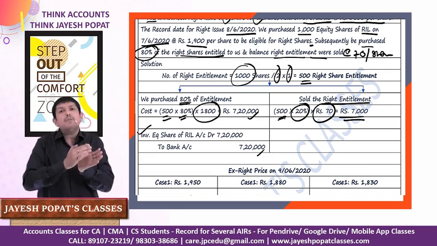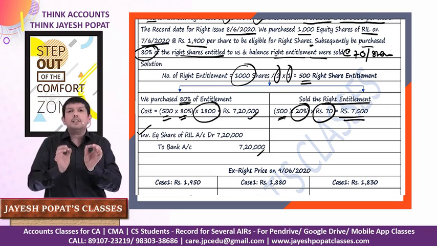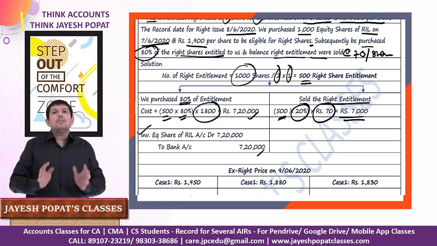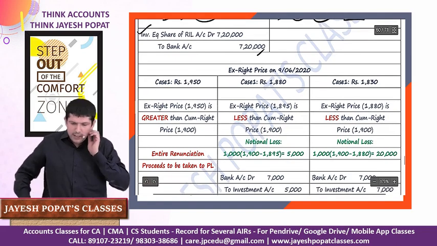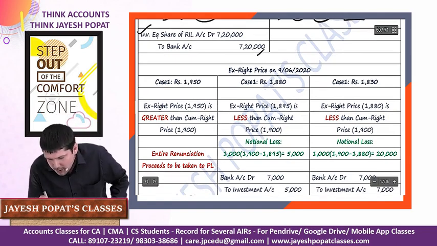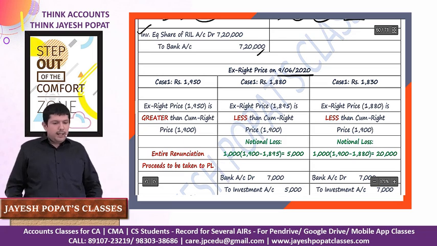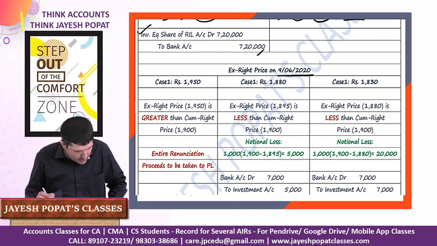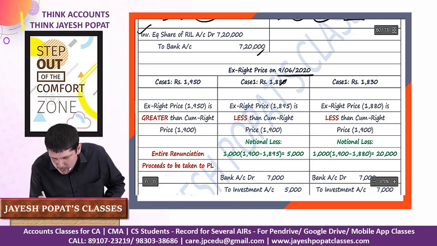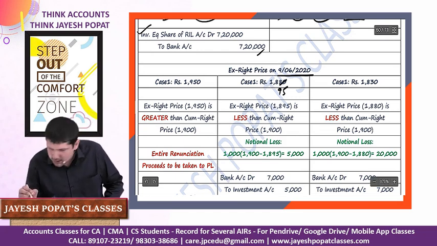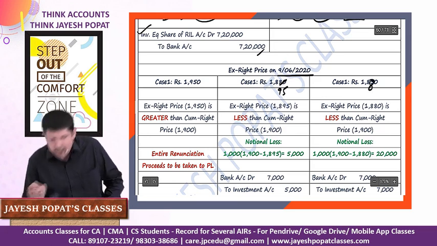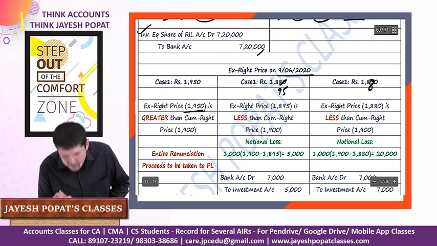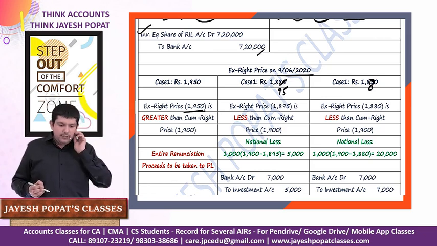We need to look at it once this share becomes ex-right, meaning on 9th of June when the price opens in the share market, we'll have to have a look at that price. So the ex-right price on 9th June 2020, in case 1 it is 1950, in case 2 it is 1895, and in case 3, it is 1880. So in case 1, we can see that the ex-right price after the record date of the rights issue is 1950.